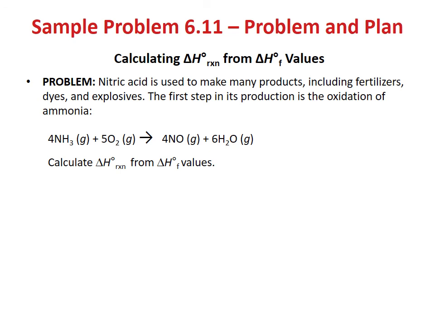Sample problem 6.11. Nitric acid is used to make many products, including fertilizers, dyes, and explosives. The first step in its production is the oxidation of ammonia. So ammonia reacts with oxygen, forms nitrogen monoxide and water. Calculate the standard reaction enthalpy from the standard formation enthalpy values.